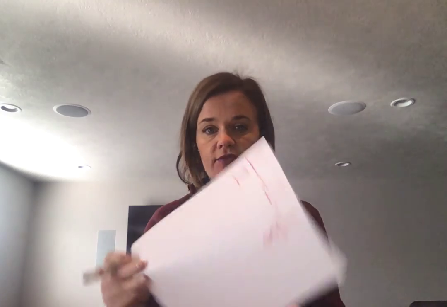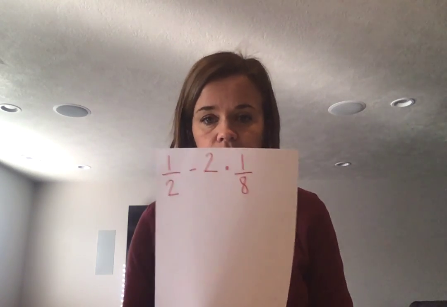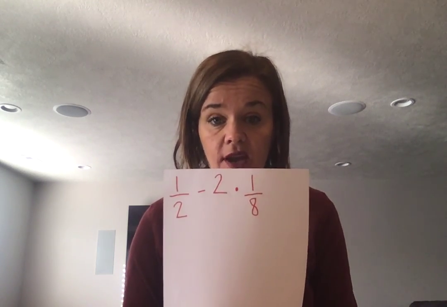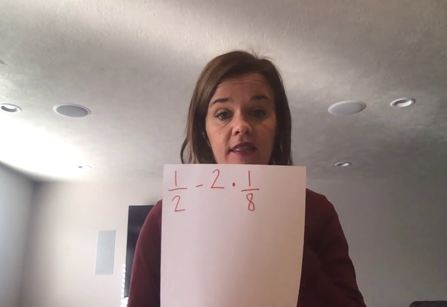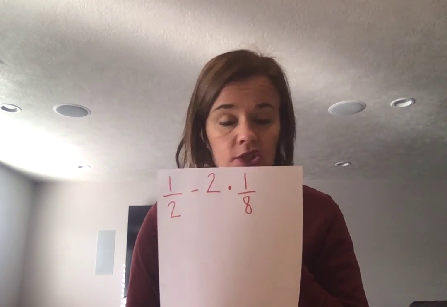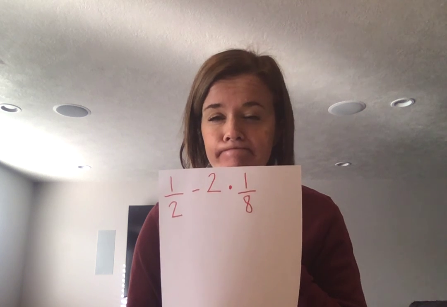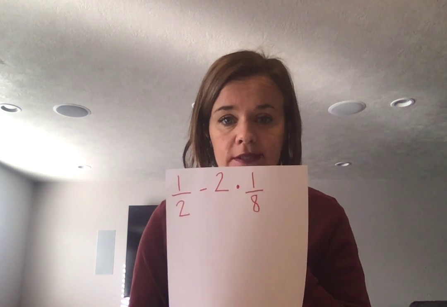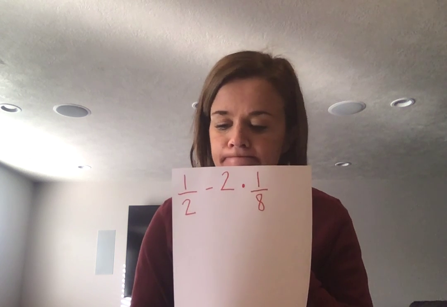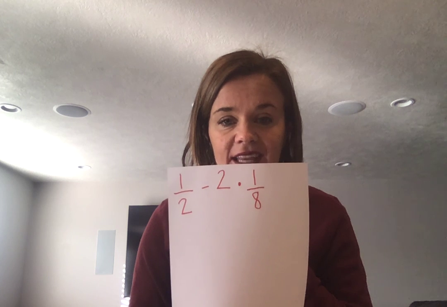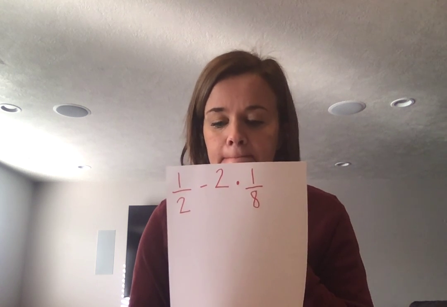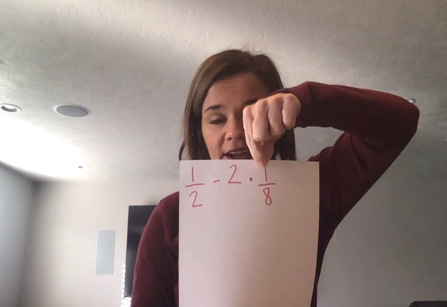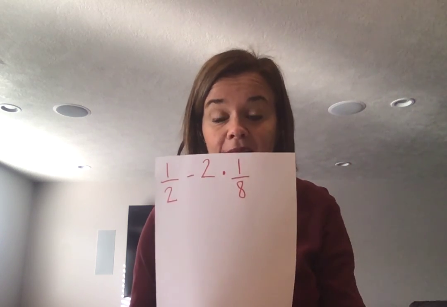Okay, so here it is, right? Here we go. All right, so now I'm going to simplify. First thing I think of is my order of operations. Do I have any parentheses? Nope. Do I have any exponents? Nope. Do I have any multiplication? Yep. Bing! Right there, right? So I'm going to do that section first.